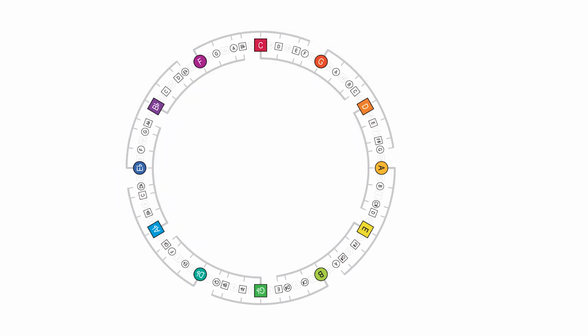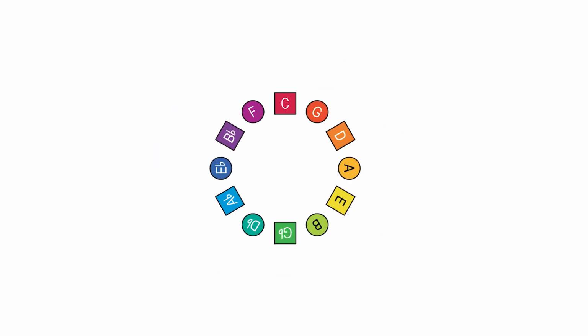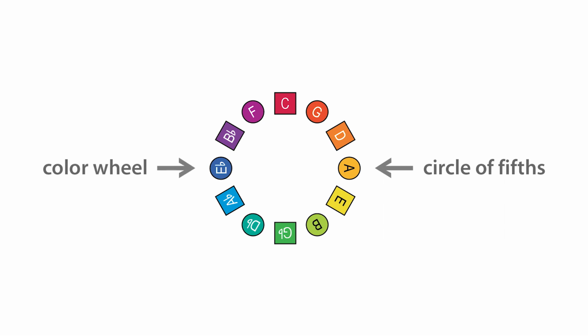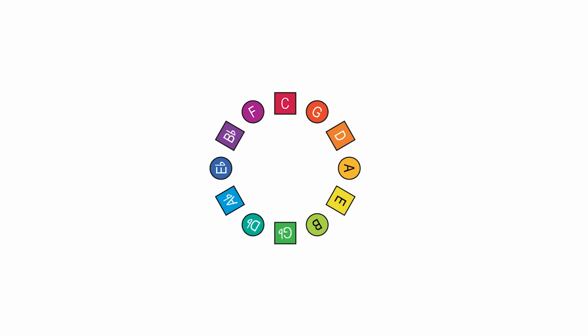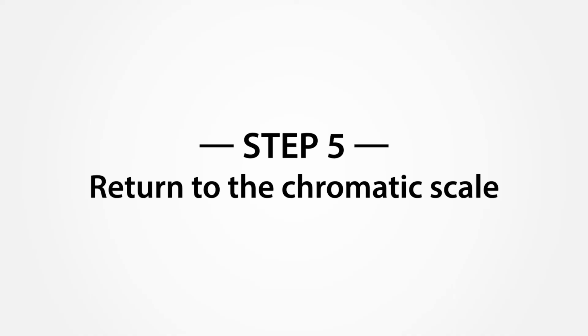So what you hear is what you see, since the color wheel and circle of fifths follow the very same pattern. Indeed, they are the same pattern. Only one is audible while the other is visible. But like two languages that tell the same story, they are essentially one. And now that we've merged sound with sight in this way, we can start to make better sense of music by returning full circle to the chromatic scale. Step 5. Return to the chromatic scale.